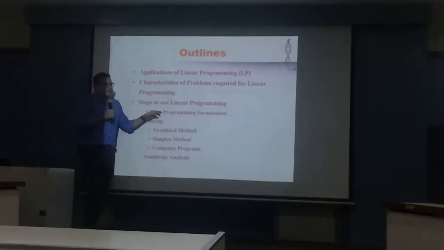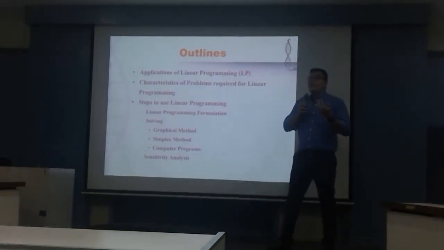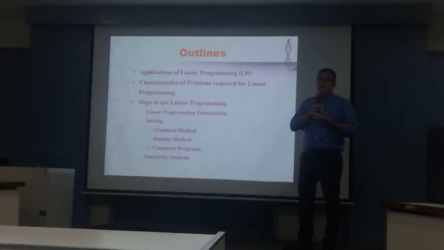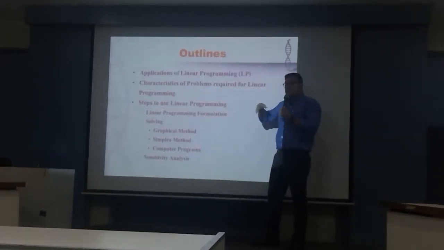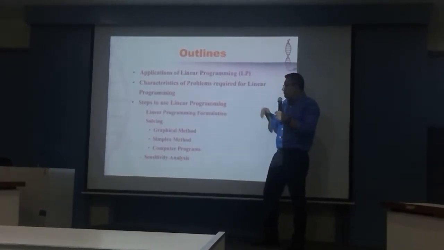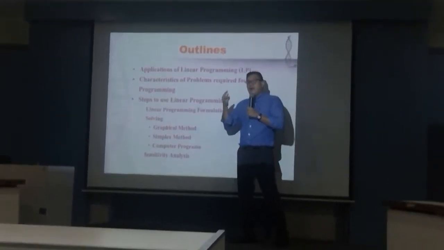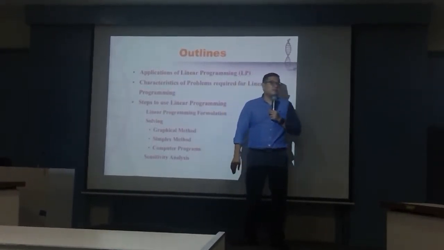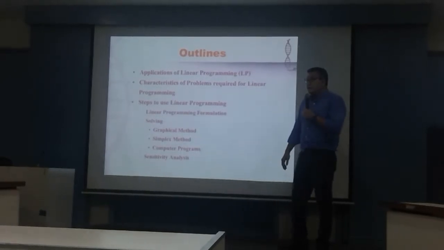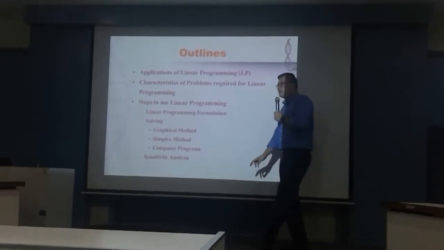So formulation means you try to translate the business problem into the linear programming model, or maybe in equation form. Okay, and then once you have the formulation, you have the business problem in the form of linear programming. Then we try to solve it. And there are 3 ways that we can solve linear programming. The first one is graphical, the second one is the simplex method, and the last one is using computer programming or software, for example Microsoft Excel or a Windows program, something like that.